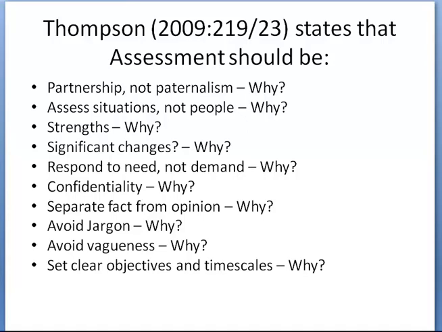Assessment should avoid vagueness. As I said originally, if one has a vague plan, a vague assessment, or a weak link in the chain, the following plan and implementation will be weak and vague. And finally, that the assessment and plan should set clear objectives and timescales. And this is to avoid drift.